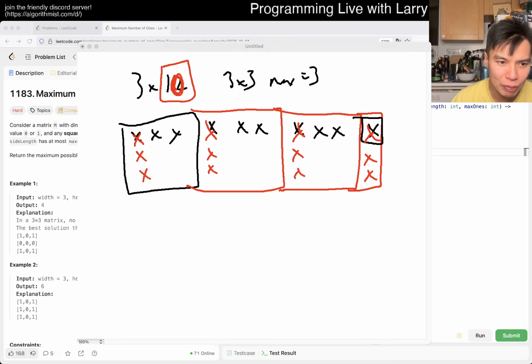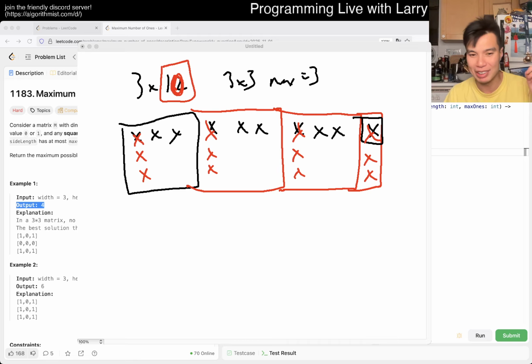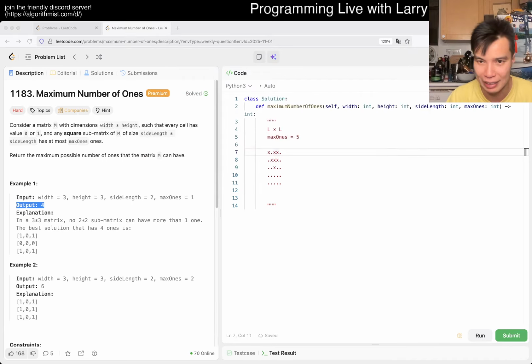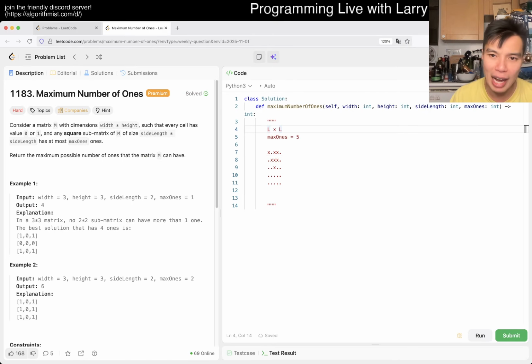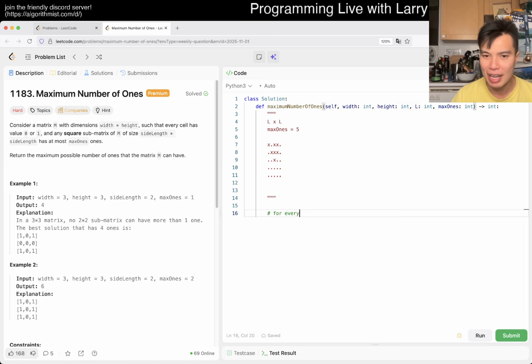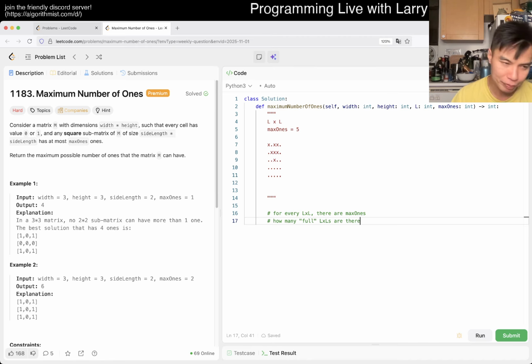And for this problem, you actually do not have to draw it. You don't even have to, but you still should draw it for visualization if you don't understand it and to get the ideas, right? Okay, so now, I'm going to just change this to L. It's easier to type. For every L by L, there are max ones. So then how many full L by L's are there, right?